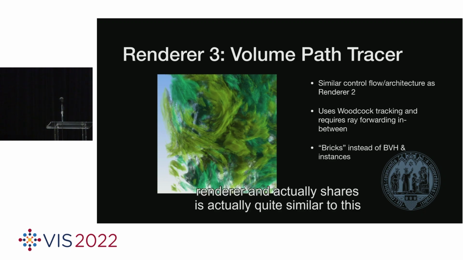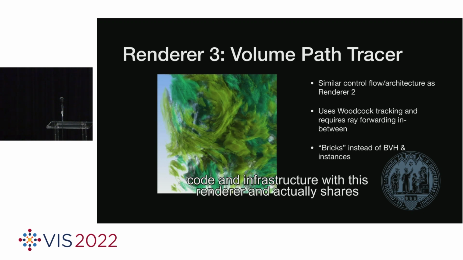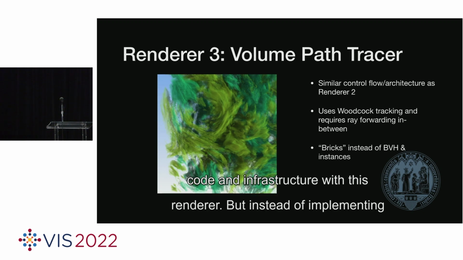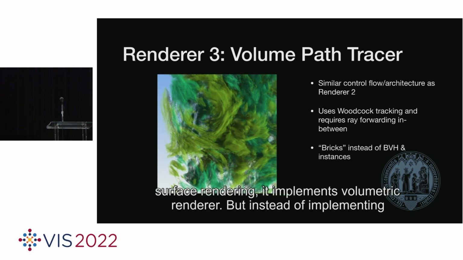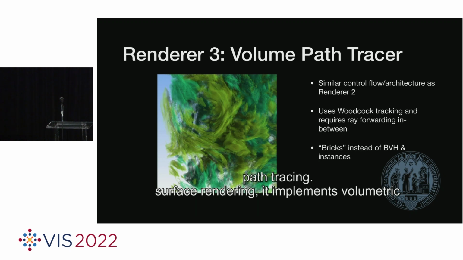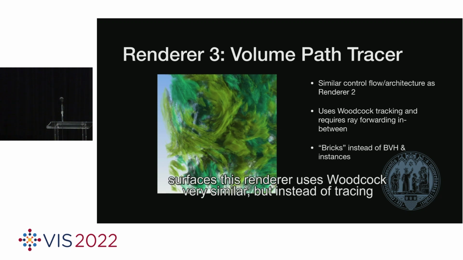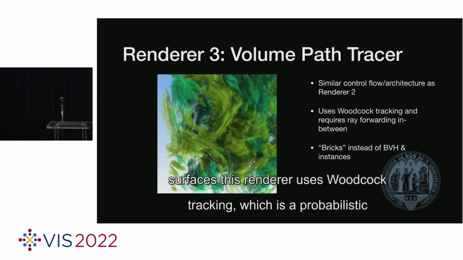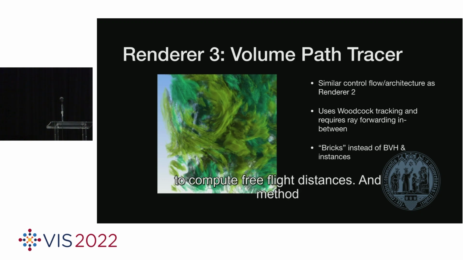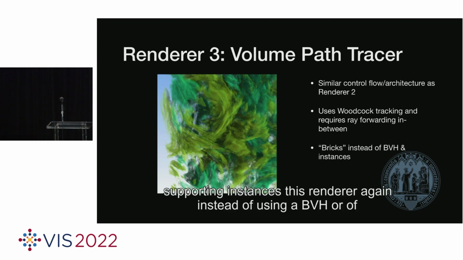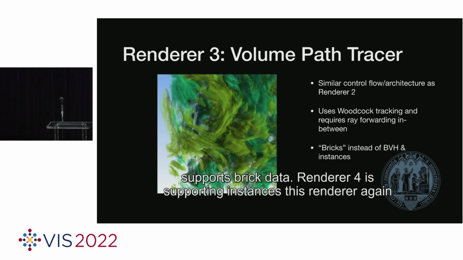The third renderer that we are going to consider is quite similar to this renderer, and actually shares code and infrastructure with it, but instead of implementing surface rendering, it implements volumetric path tracing. The overall control flow is very similar, but instead of tracing surfaces, this renderer uses Woodcock tracking, a probabilistic method to compute free flight distances. And instead of using a BVH and supporting instances, this renderer again supports brick data.